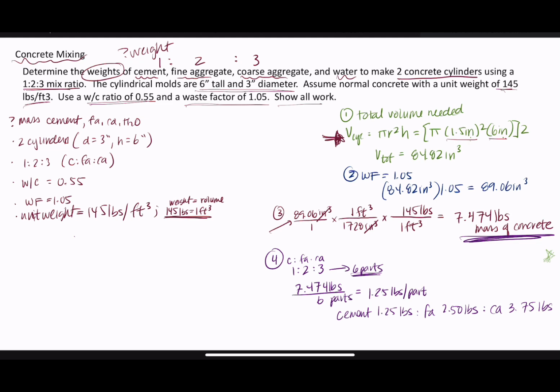All right, and let's see, where are we? What's next? Next we've got to do the water. So we have found our cement, our fine aggregate, and our coarse aggregate. Next up, we need to do water. And I know that my water to cement ratio is 0.55. And so when I say my water to cement ratio, water to cement has to equal 0.55.